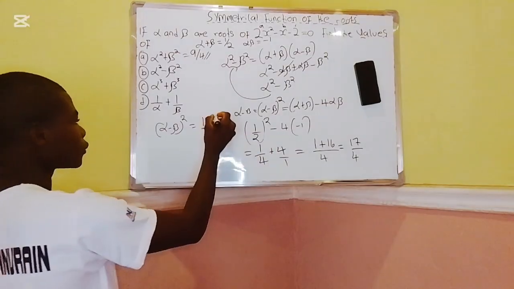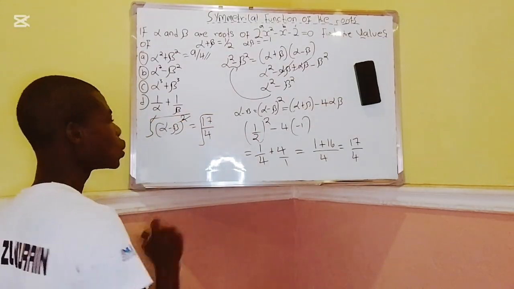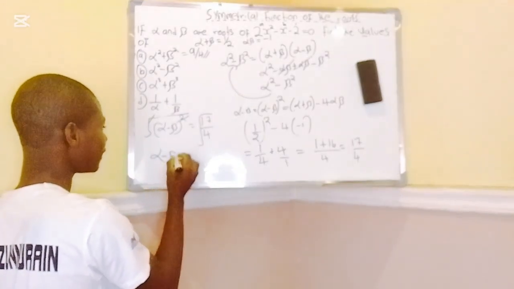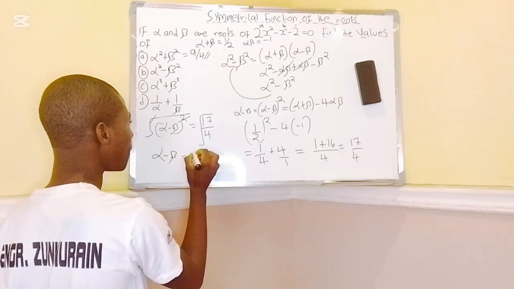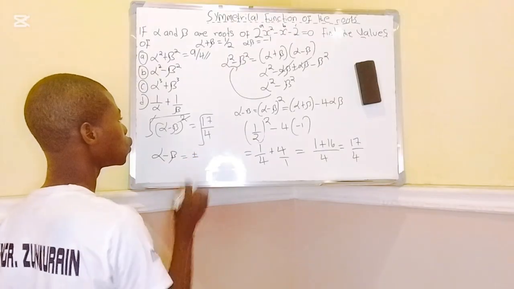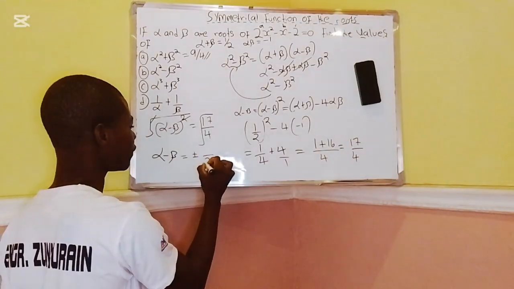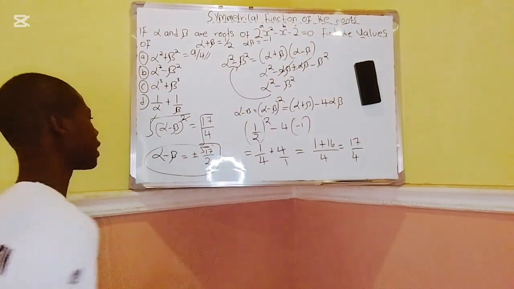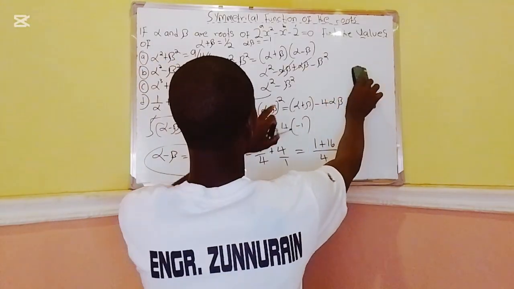So I have to square root both sides. Square will cancel square. So therefore, it will be automatically equal to alpha minus beta. This is the value of it. Alpha minus beta will be equal to plus or minus the square root of 17 over the square root of 4, which is 2. So therefore, this is the value of alpha minus beta.